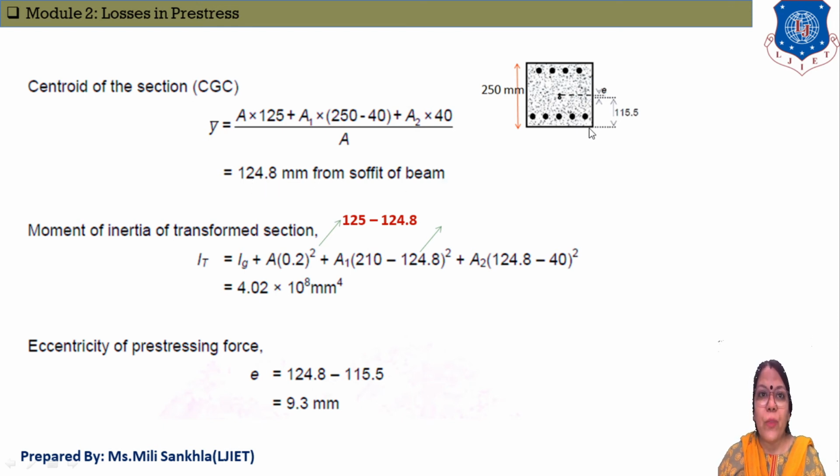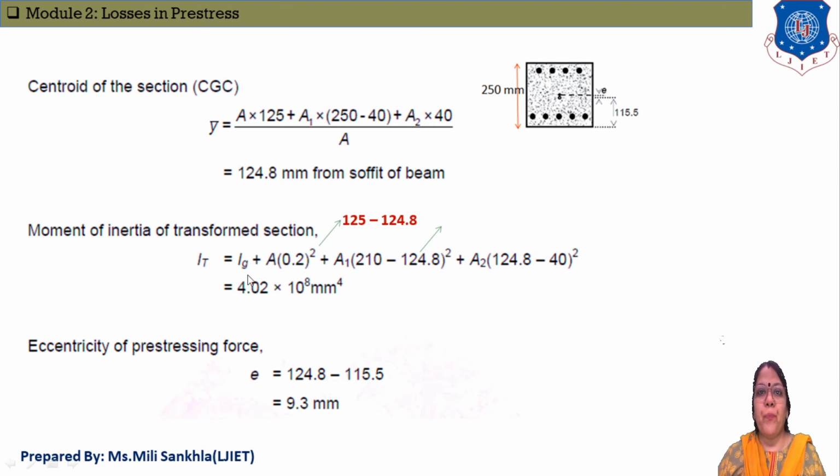That means from this point here the neutral axis is equal to 125, and our y bar for the CGC we get 124.8. Okay, now find the moment of inertia for the transverse section. First, the moment of inertia of the actual section is the previous condition, for the initial prestressing force. Now this one is after the transfer stage, so we find the moment of inertia IT at the transfer section.